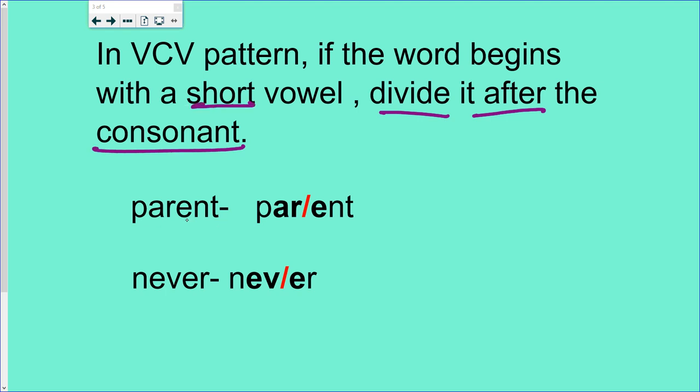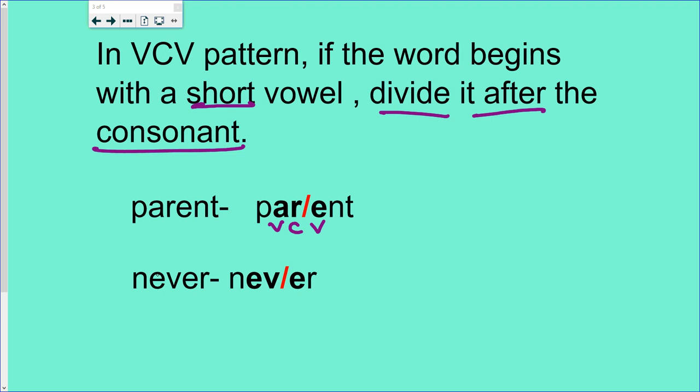So parent. We might not think that sounds too much like a short vowel sound, but it really is. It doesn't say pay-rent. It's not pay-rent. It's par-ent. So that's considered that short vowel sound. And so then we would divide it after the consonant. Here's that vowel, consonant, vowel pattern. So we're going to divide it after that. Same with the word never.